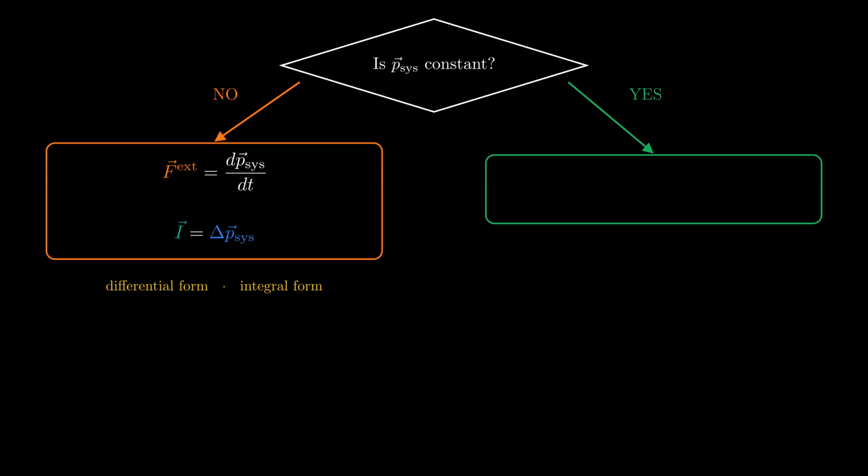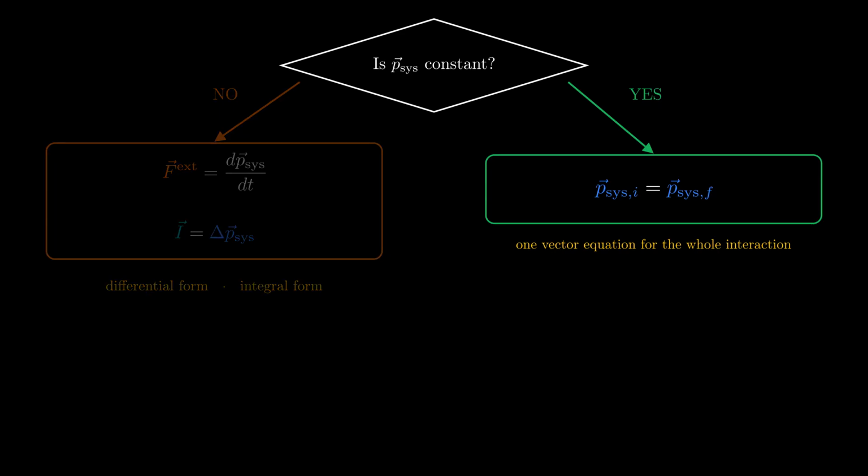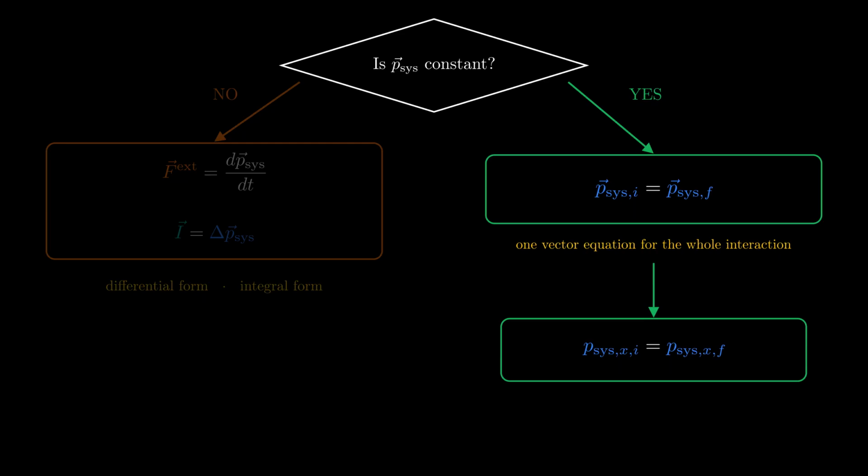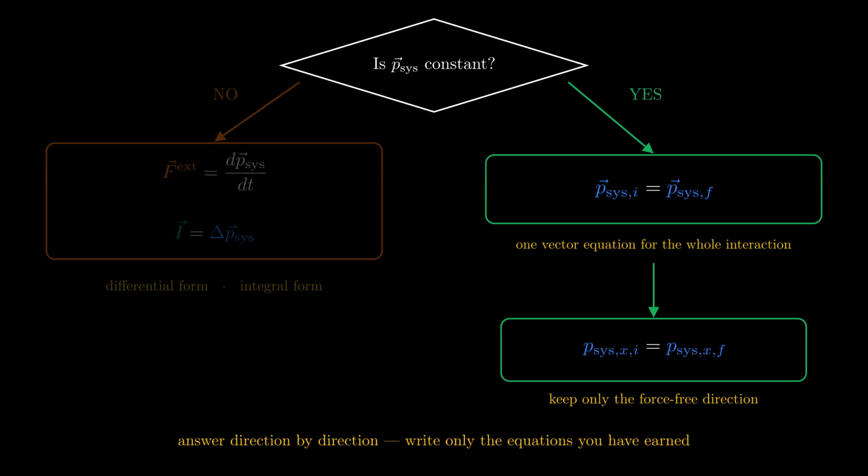If the momentum is constant, you get the far friendlier statement. The initial system momentum equals the final system momentum. One vector equation standing in for the whole interaction. And if only one direction is free of net external force, you keep only that component. The initial x component of the system momentum equals the final x component. Answer the question direction by direction, and write down only the equations you have earned.